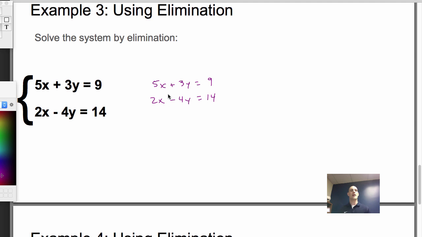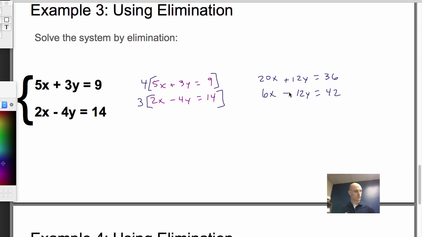Well, notice, I don't have an easy way to get from one to the other. Like, I can't just multiply 5x times something to get 2x. And, you know, it's a case where I might have to multiply both lines by something. And so what I can do is, I'm going to try to get my y's to match, okay? So 3 and 4 both go into 12. So if I multiplied this by 4, and I multiplied this by, say, 3, what I'd end up with is 20x plus 12y equals 36. And then on the bottom here, I'd have 6x minus 12y equals 42.